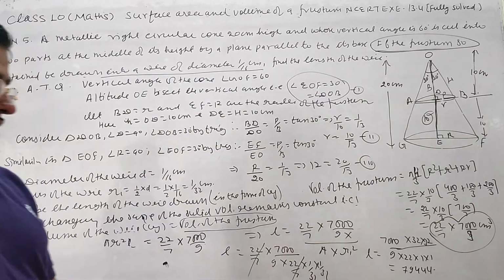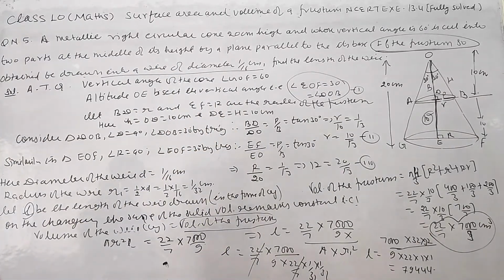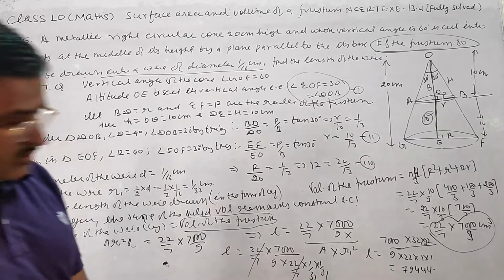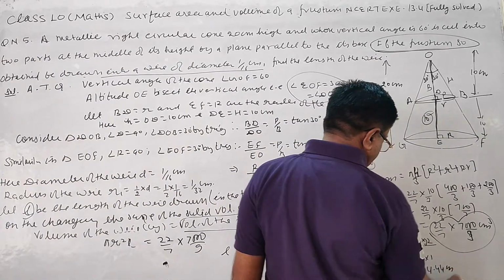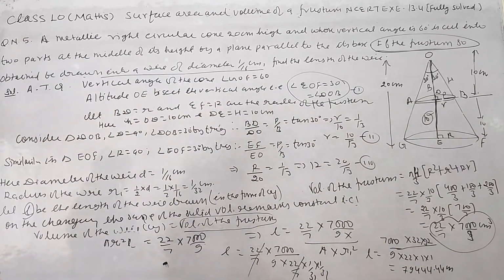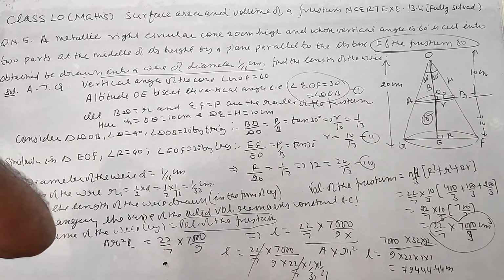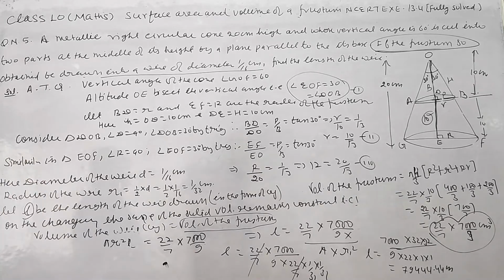796,444. If you multiply 32.44 and divide by 9, this is centimeter. So we get this is centimeter. If you convert into meter, then you have to divide by 100.